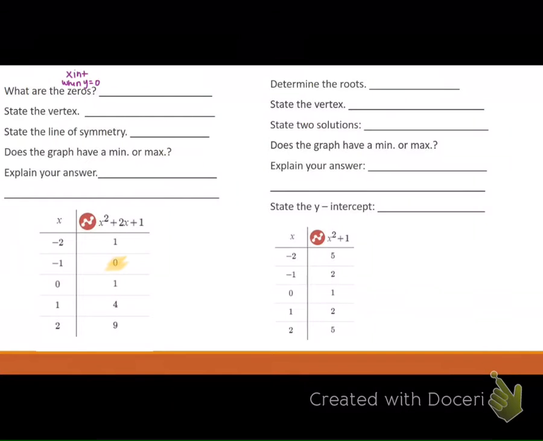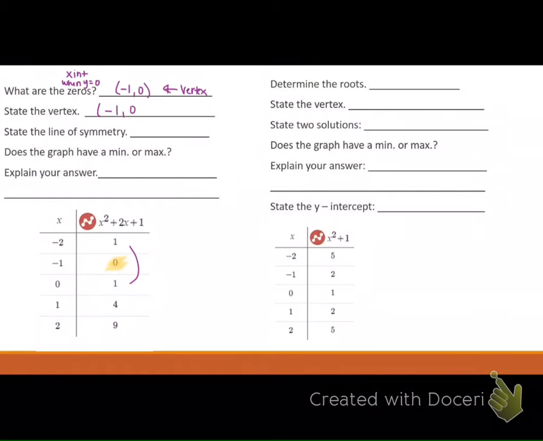It is. It's 1 and 1. You were right. I was right. So 1 is symmetrical around here. So we will only have 1, 0 when it is the vertex. So in this case, it's negative 1, 0, which happens to be our vertex. Because of that, we know what our vertex is already.